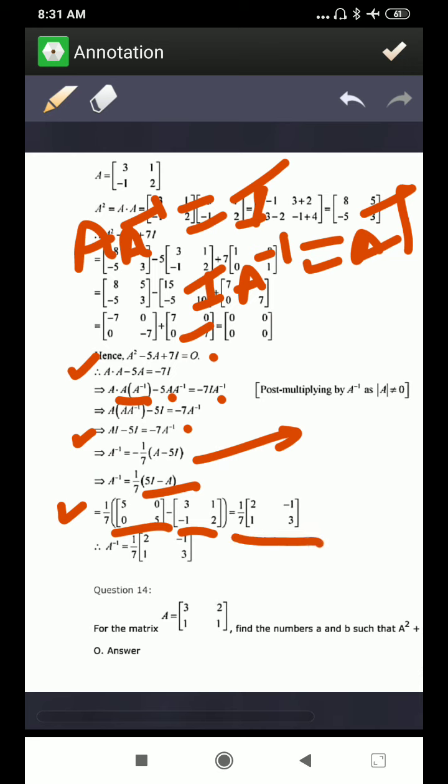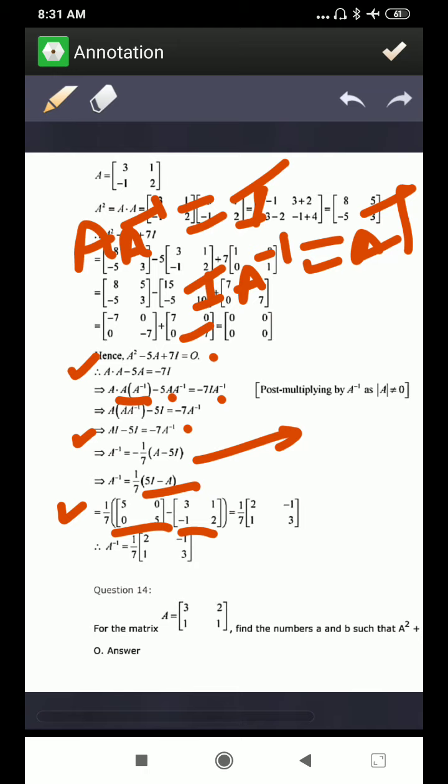So it is a very simple thing. Whatever expression you have to prove, and then it asks to find A inverse using that, we'll multiply by A inverse and use the identities that A into A inverse is equal to the identity matrix, and identity into A inverse is equal to A inverse only.